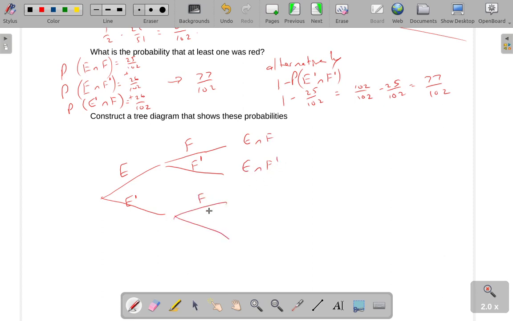This one would be E complement and F. This one is E complement intersect F, so a black card then a red card. And this one is E complement intersect F complement. You're getting 2 black cards. We actually already figured out the probabilities of each of these. You could fill them in. We could say the probability up here is 25 out of 102. The probability here is 26 out of 102. This one is 26 out of 102, and this one was 25 out of 102.